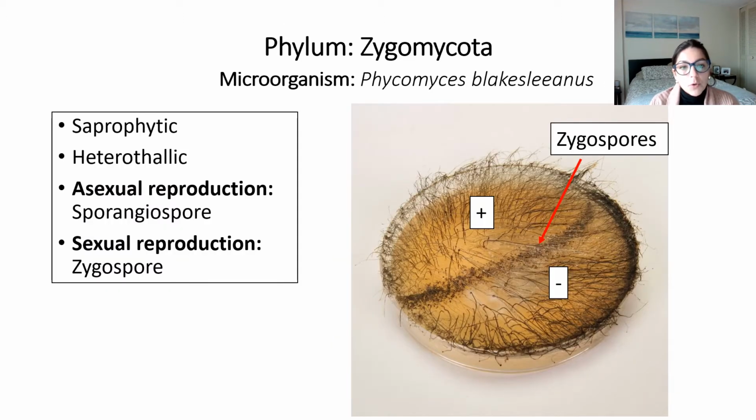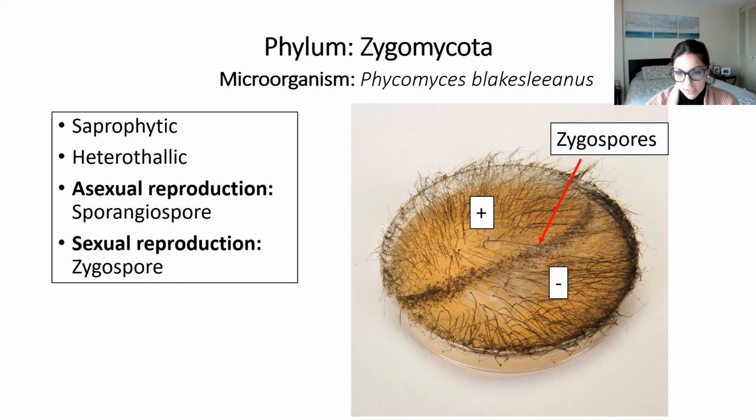Our next microorganism is Phycomyces blakesleeanus, and this one is a saprophytic fungus, and it is heterothallic. What does it mean? It means that we need to have one positive mating type strain and one negative mating type strain growing together so we can get the zygospore formation.